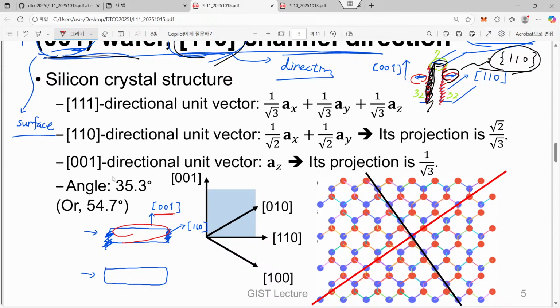Now we have this surface, and in this surface we have severely different behavior between N MOSFET and P MOSFET. That introduces quite a lot of difficulties. So let me summarize this.